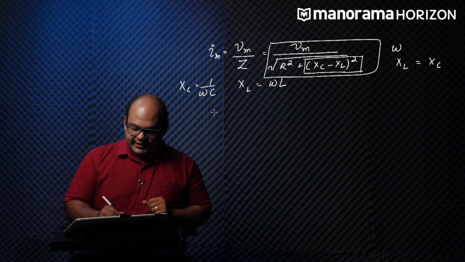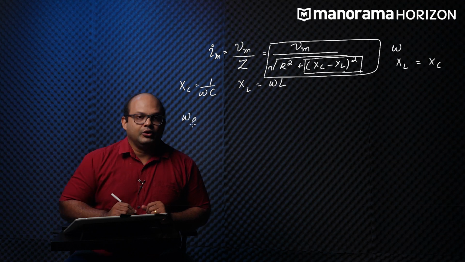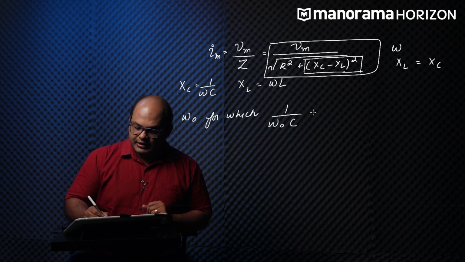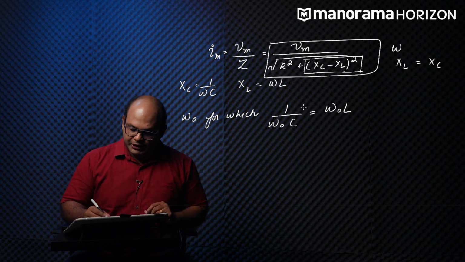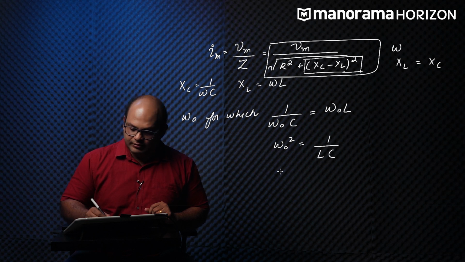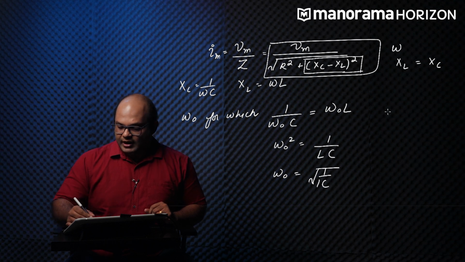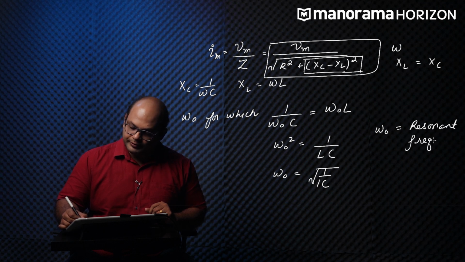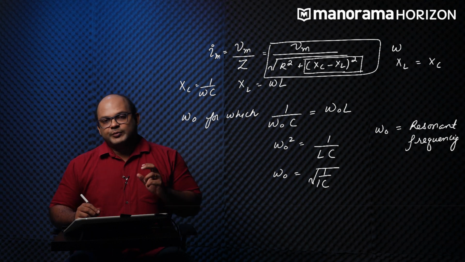So we can say that there is some frequency omega naught for which 1 upon omega naught C becomes equal to omega naught L. So if we do some algebraic manipulation, we can say that omega naught squared is equal to 1 upon LC, or in other words, omega naught is equal to the square root of 1 upon LC, and here omega naught is the resonant frequency for this particular system.